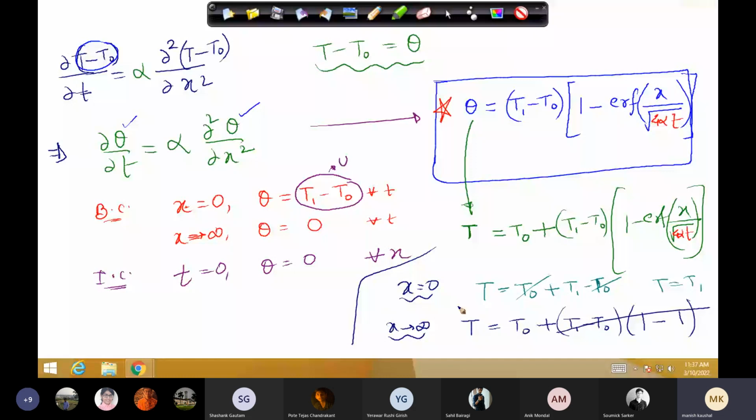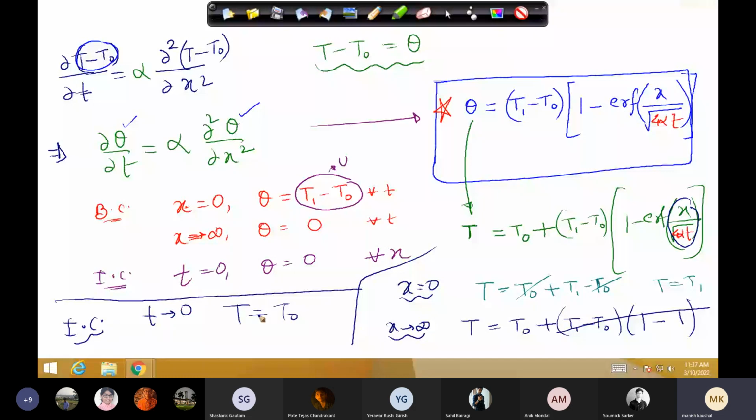Let's see the initial condition matching or not. So for initial condition, what will we put? We cannot put t equal to 0. So we'll put t tends to 0. So when you put t tends to 0, this becomes ERF of infinity, and again you will get T equals to T naught. That's it.